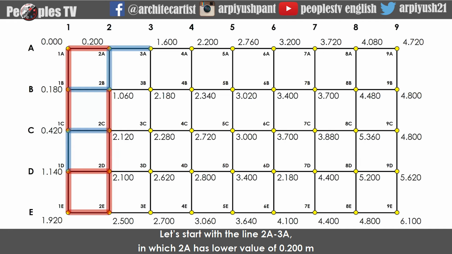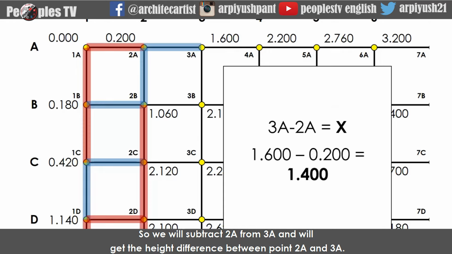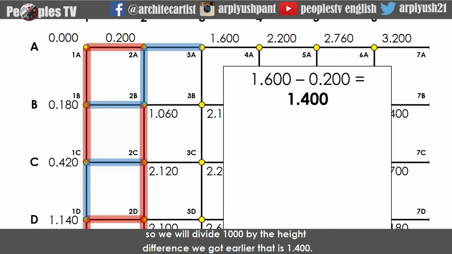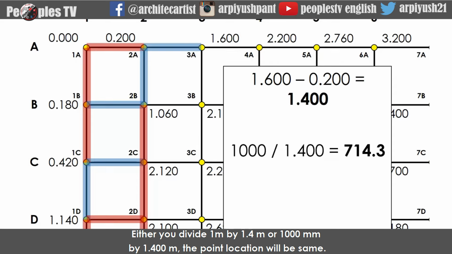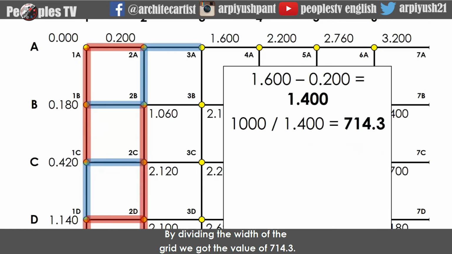So let's start with line 2A, 3A, in which 2A has a lower value of 0.200 meters and 3A has a higher value of 1.600 meters. So we will subtract 2A from 3A and we'll get the height difference between point 2A and 3A. The height difference we got is 1.400 meters. Now the width of the grid size is 1000 mm or 1 meter. So we will divide 1000 by the height difference we got earlier, that is 1.400. Either you divide 1 meter by 1.4 meters or 1000 millimeters by 1.4 meters, the point location will be the same. By dividing the width of the grid, we got the value of 714.3. Let's keep this value for further use.